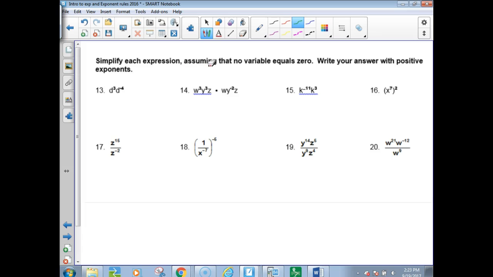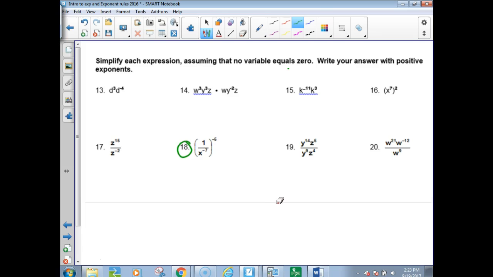Simplify each expression, assuming that no variable equals 0. Write your answer with positive exponents. All right, can't have any negative exponents. These don't look all that bad. Let's do something like 18. Okay, here are your options.